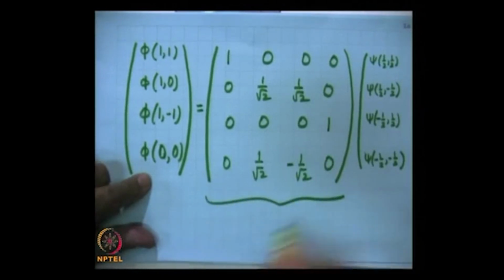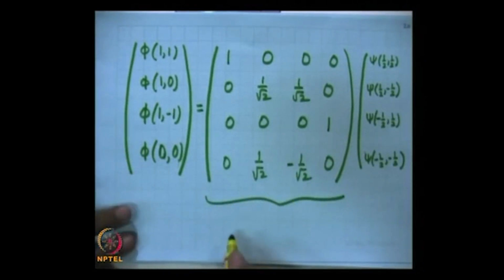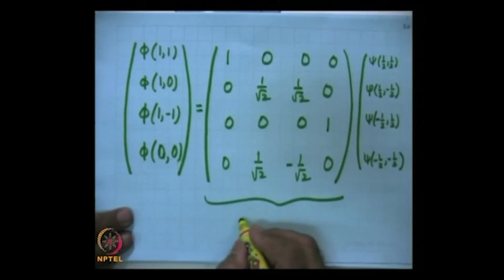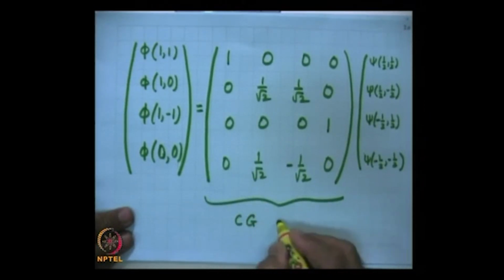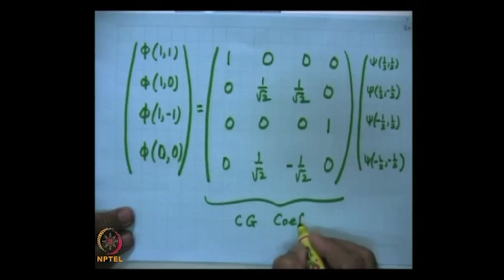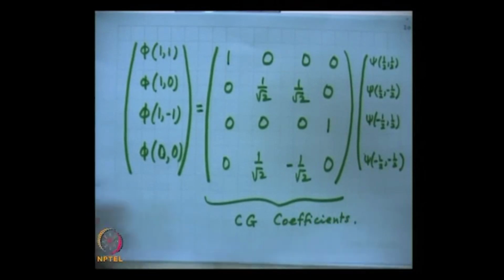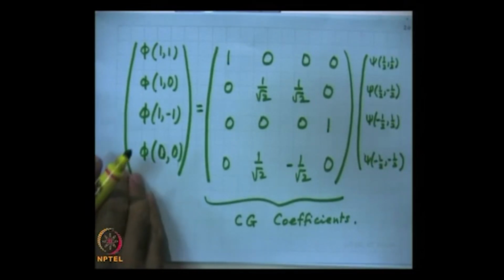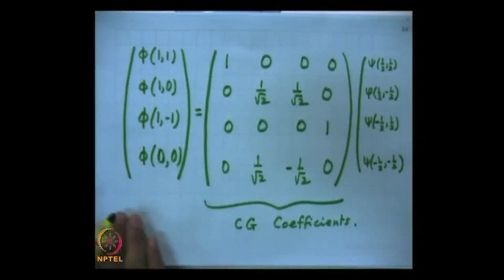These coefficients, which are represented by this square matrix, are known as the Clebsch-Gordan coefficients. Okay. Let me give you another example. I hope this is clear.